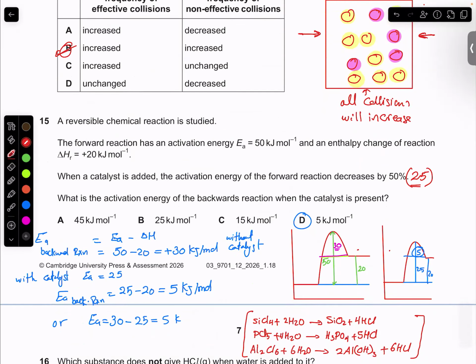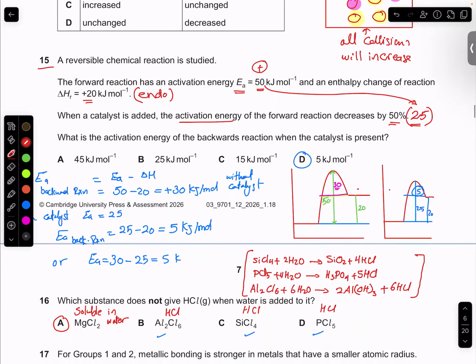A reversible reaction is studied, question 15. The activation energy of the forward reaction is 50. The activation energy is always positive. And the enthalpy change of the reaction is plus 20, so the reaction is endothermic. When a catalyst is added, the activation energy of the forward reaction decreases by 50%, so instead of 50, it becomes 25. What is the activation energy for the backward reaction when catalyst is added?